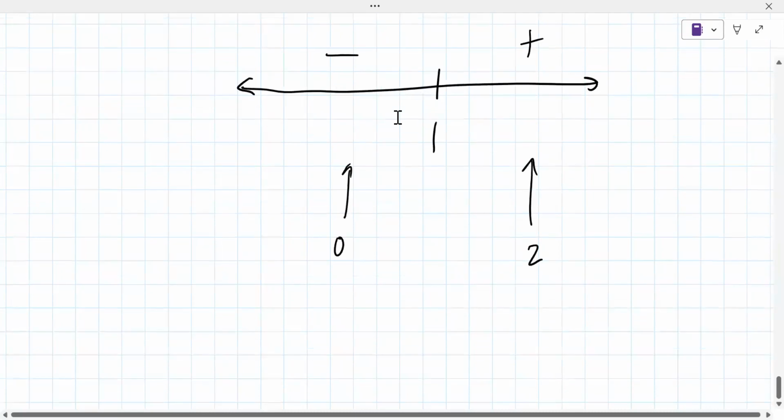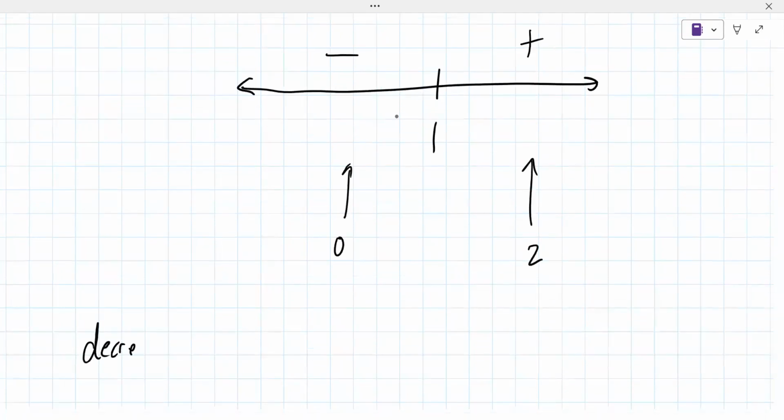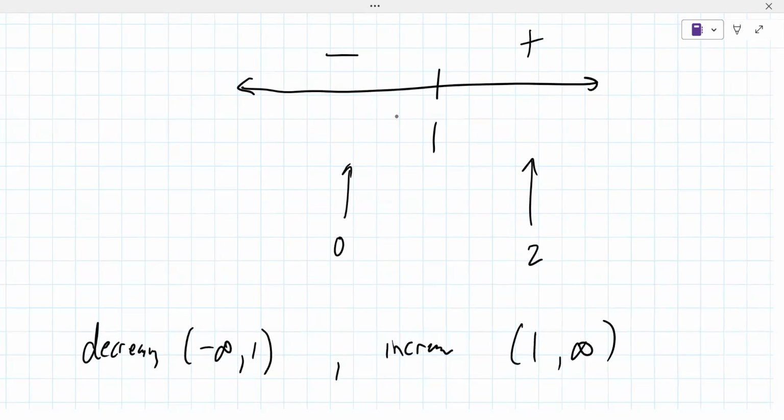So here's how you answer it, or how it would be written: decreasing from minus infinity to 1, increasing from 1 to infinity, like that.